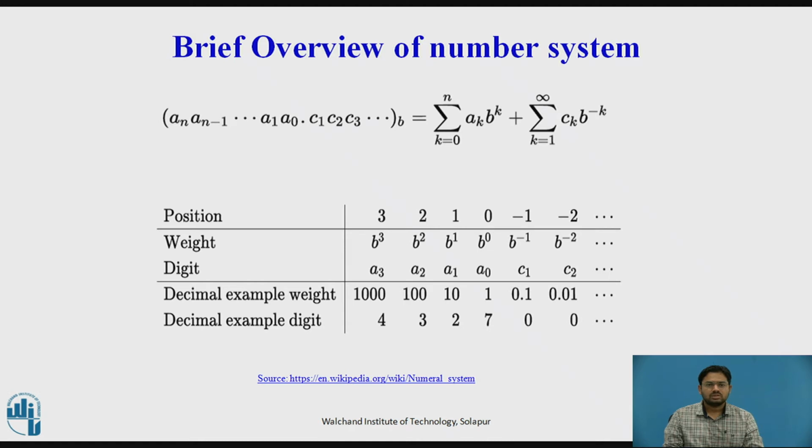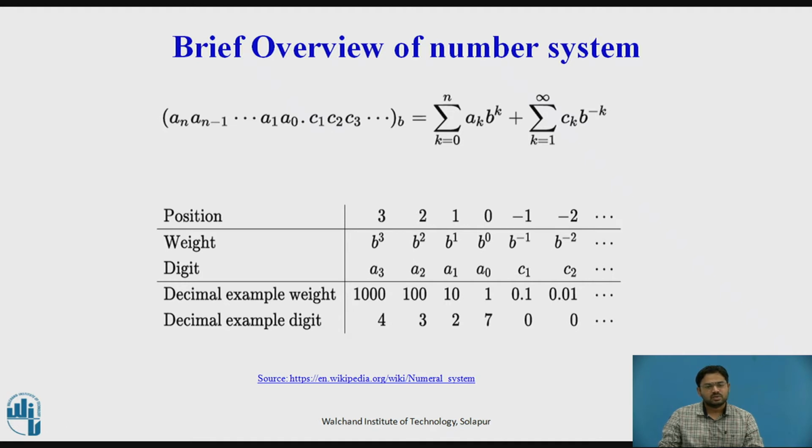Again, let's have a brief overview of the number systems. Number systems can be represented as integer part plus fraction part. Whatever is on the left side of this dot is called the integer part, and what is on the right side of this dot is called the fractional part. Every number system has that, and it also has a number of symbols in it.